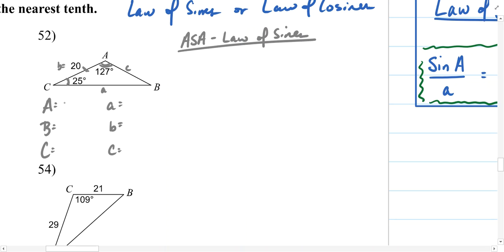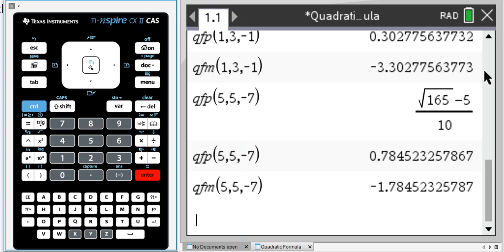Well, fortunately, we know the angle measure here is 127. That was given to us. And we know the angle measure here, that's 25 degrees. And we know side length B, which is 20 units. The missing angle measure B is going to be easy to find because the sum of these three angles must be 180 degrees. So let's find that first.